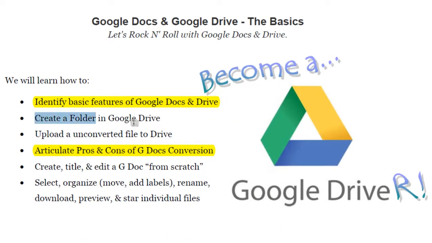So we have created a folder in Google Drive. We've uploaded an unconverted file to Google Drive, talked about the pros and cons of converting. Now let's create, title, and edit a Google Doc from scratch.